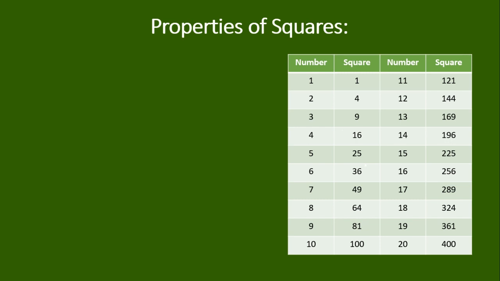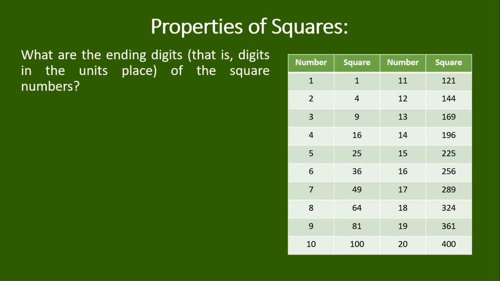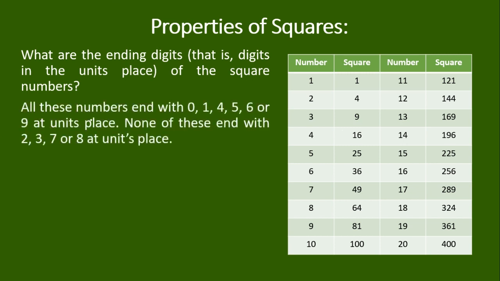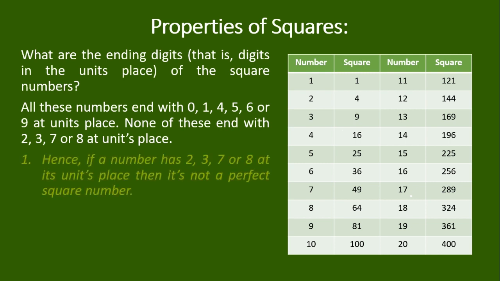So what do we understand from this? All these square numbers I'm talking about end with 0, 1, 4, 5, 6, or 9 at the units place. None of these are ending with the numbers 2, 3, 7, or 8 at the units place. So we will draw some conclusions by observing these square numbers from this table. What are the conclusions?